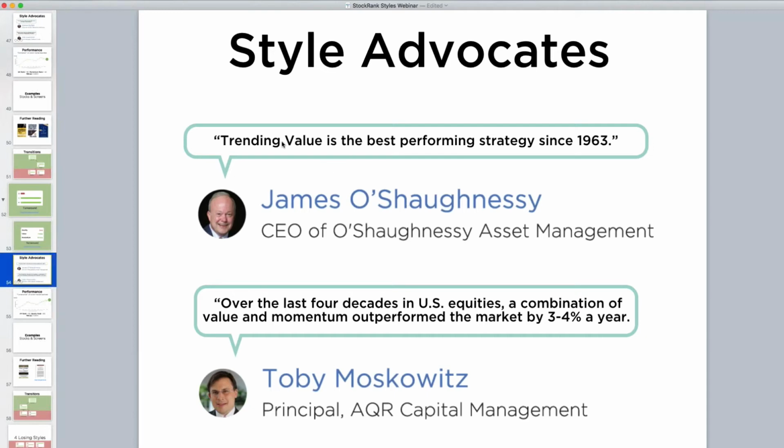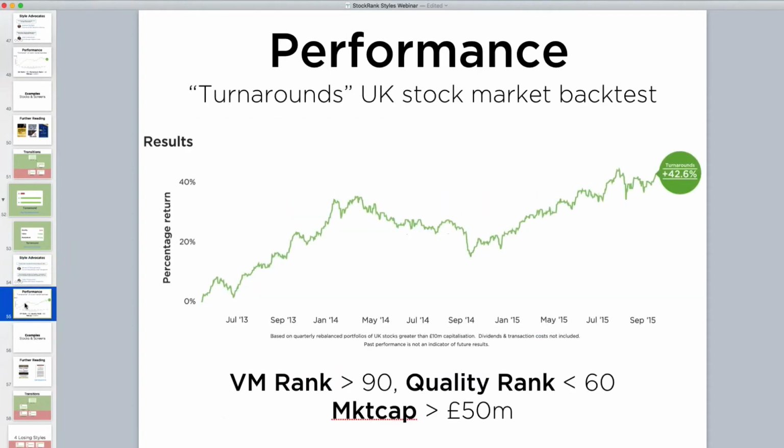He found that trending value momentum is the best performing strategy since 1963. And Toby Moskowitz, whose paper I link to in a moment, did this amazing paper called Value and Momentum Everywhere. And he advocates value momentum in not only all stocks, but in all asset classes. These two twin, slightly contrary factors of value and momentum just being so powerful. Turnarounds, again, really strong performance in the stock market.